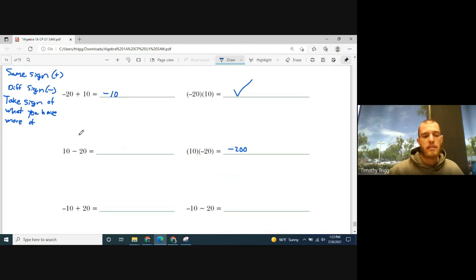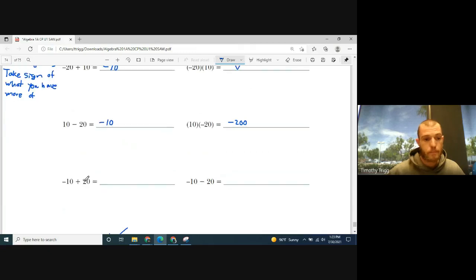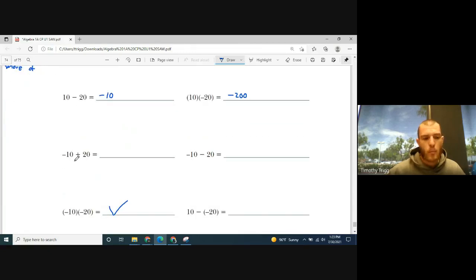This problem here is the same as the last one, right? This is a positive 10, but this is a negative 20. So we have more negatives, and they're different signs, so we subtract them. What about this one? Well, in this one, they're different signs again, so we subtract them, but we take the sign of whatever we have more of. So in this case, we have more positives, because that 20, we have 20 positives, right?